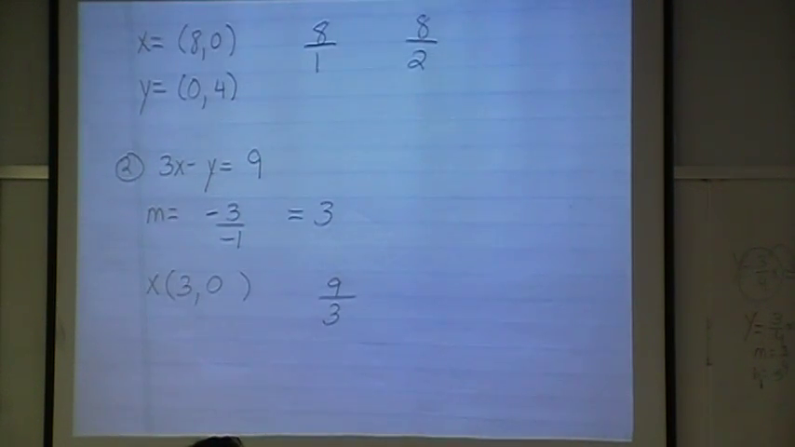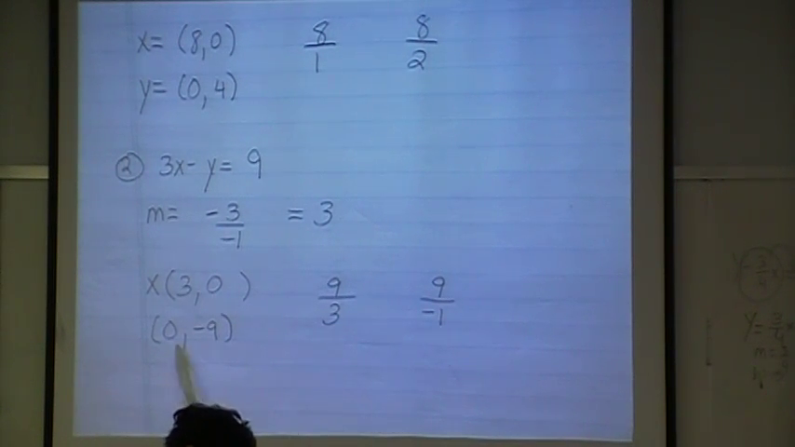3 comma 0. Y-intercept. Here's the number one thing that kids mess up on. The number in front of y is a negative 1. They forget those negative signs. They just leave them hanging out there. That negative sign's got to go with that number behind it. So 9 divided by negative 1 is negative 9.